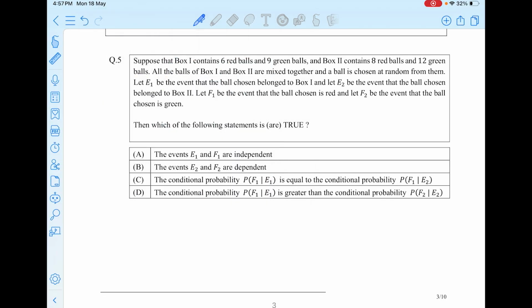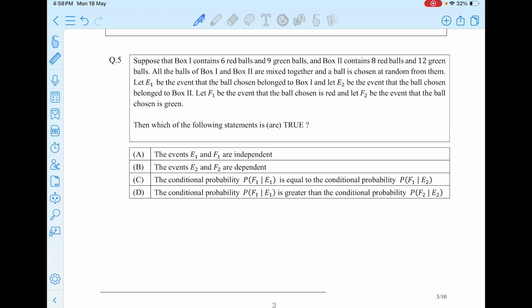Now see, probability question. Suppose that box 1 contains 6 red balls and 9 green balls, and box 2 contains 11 red balls and 12 green balls. All the balls of box 1 and box 2 are mixed together, and a ball is chosen at random. Let E1 be the event that the ball chosen belongs to box 1, E2 be the event that the ball chosen belongs to box 2, F1 be the event that the ball chosen is red, F2 be the event that the ball chosen is green. So see, they have given information.